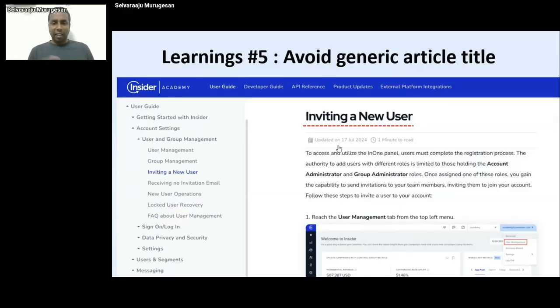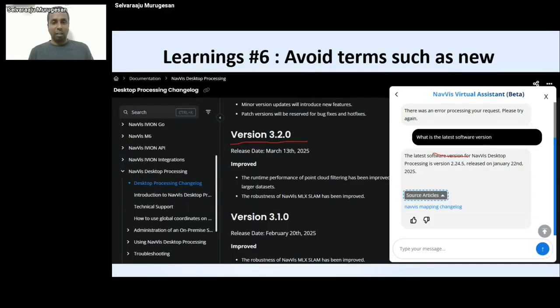And then, avoid having a generic title. Here's a best example of one of our customers. They are inviting a new user. So this is very easy. If you look at their prompt analytics, this is what comes up, and they changed the title to make it more precise.